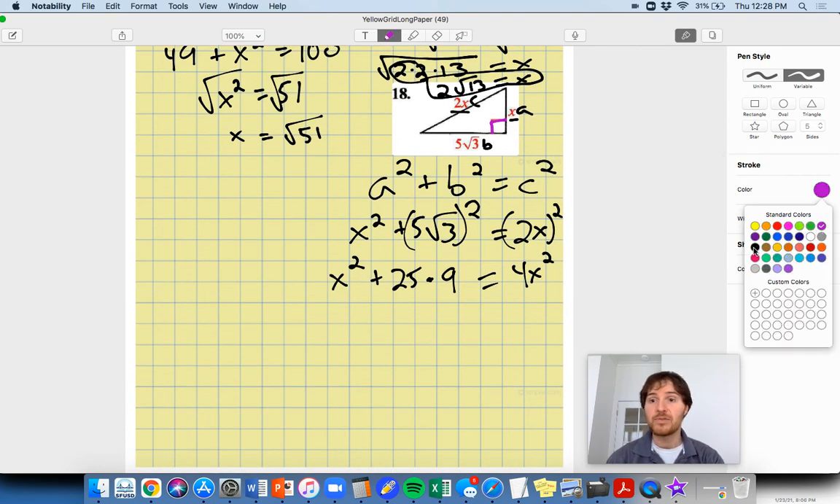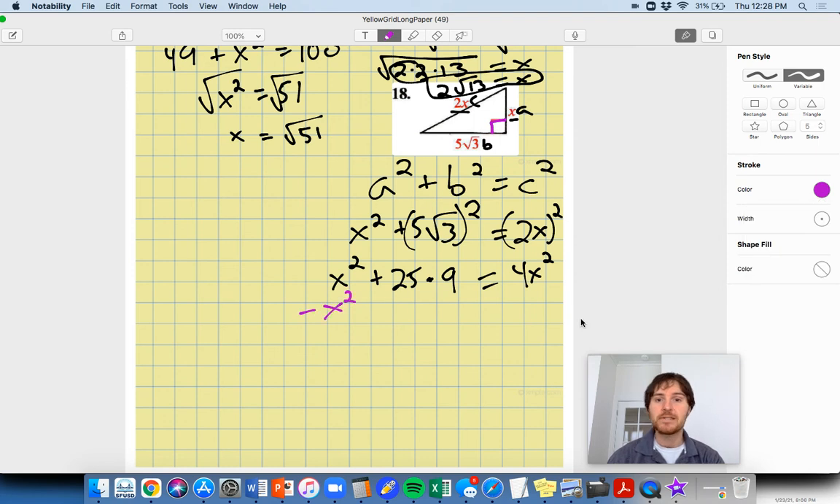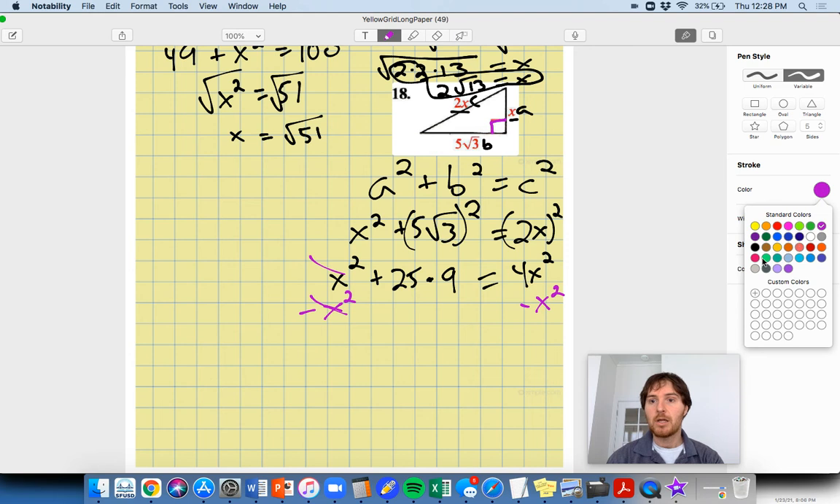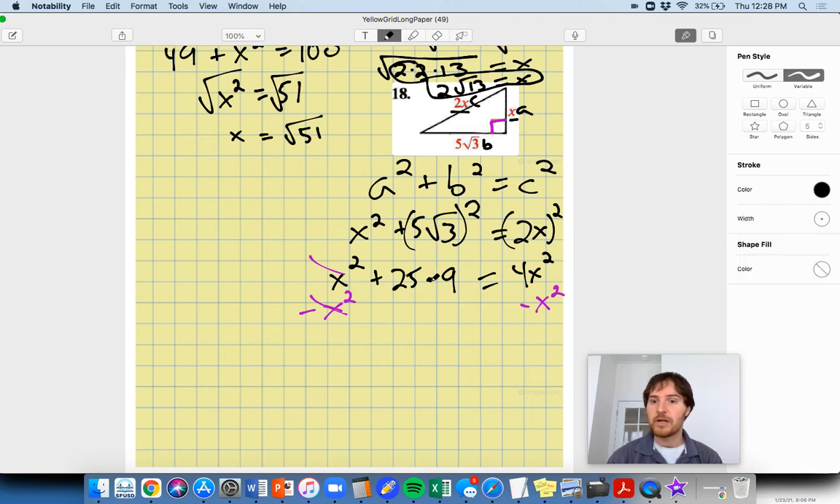So what we can do is start moving our variables to one side of the equation, okay? Eliminate that x squared, and combine like terms over here, which combines our numbers. There are constants that we have right here. 25 times 9, well, 25 times 10 will be 250, so 25 times 9 will be 25 lower than that. So that's 225, and that's going to equal 3x squared.